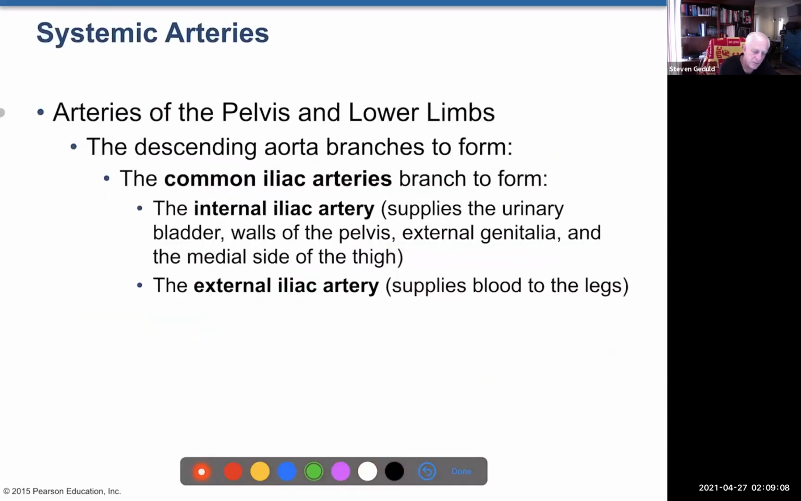Okay, arteries in the pelvis and the lower limbs. The descending aorta also branches into your common iliac arteries. Okay, you have the internal iliac and the external iliac. Just like on top, it branches from the common carotid into the internal and external carotids. So this is a common iliac. Okay. The internal iliac goes to your urinary bladder, walls of the pelvis, the external genitalia, and the medial sides of your thigh. The external iliac arteries supply blood to your legs.